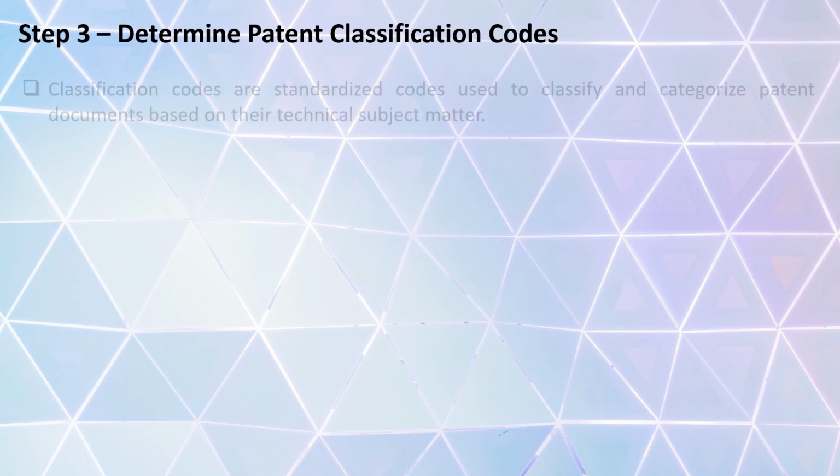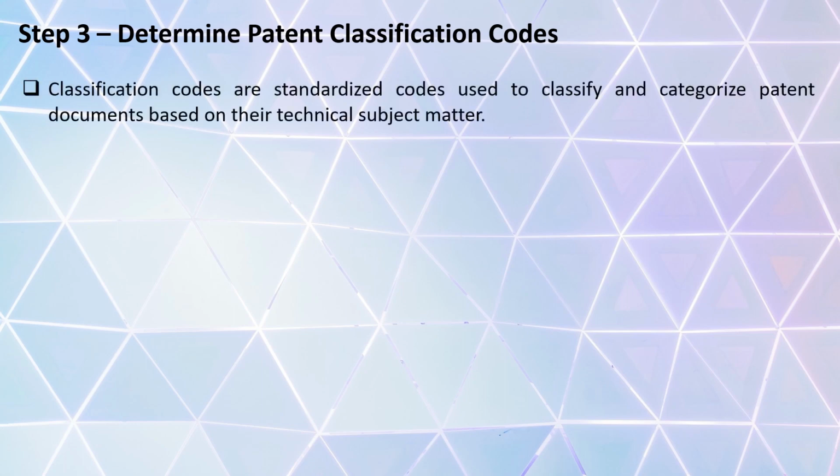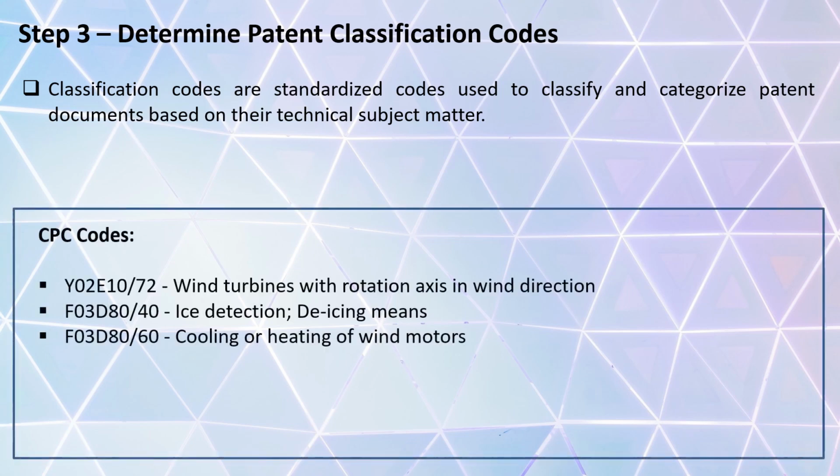Let me quickly explain. Patent classification codes are standardized codes used to classify and categorize patent documents based on their field or the specific technical subject matter of the invention they disclose. This is again a very important step in conducting an effective patent search. In this case, we have taken CPC codes, which are Cooperative Patent Classification codes.